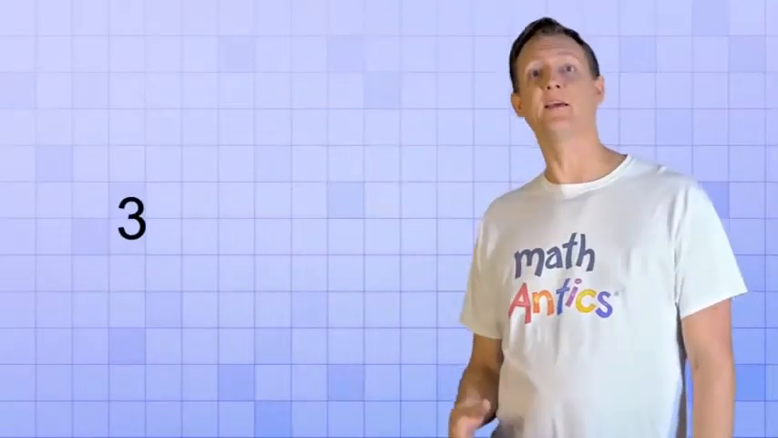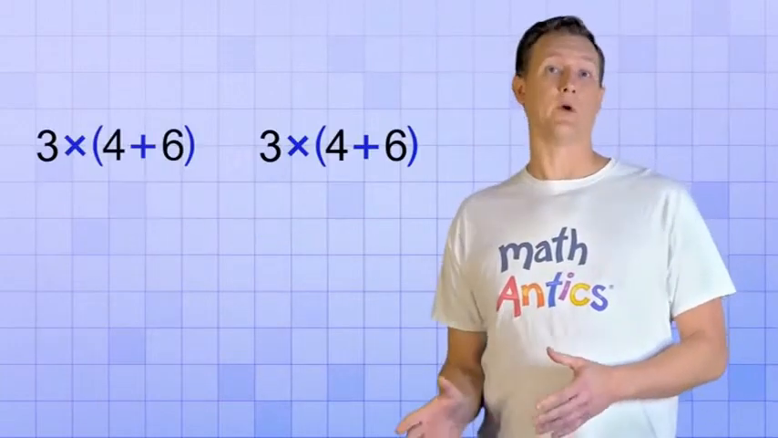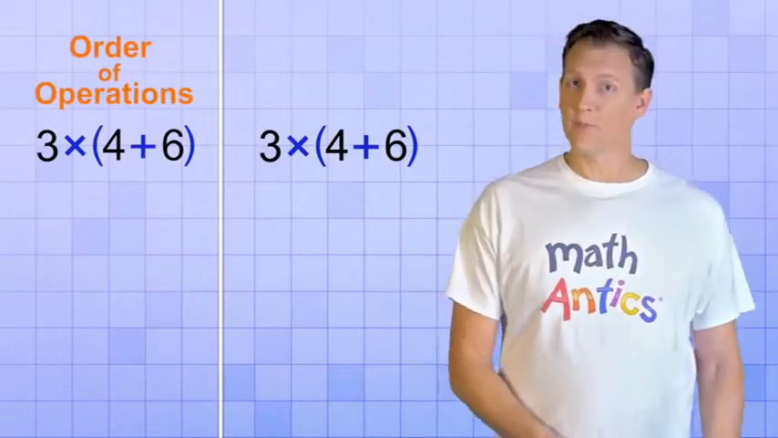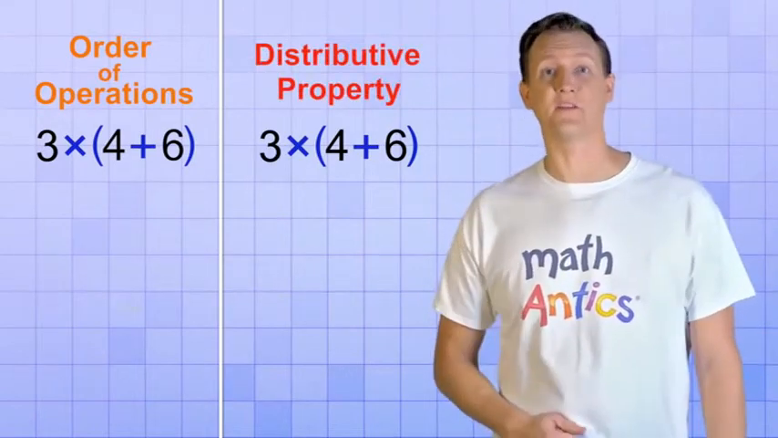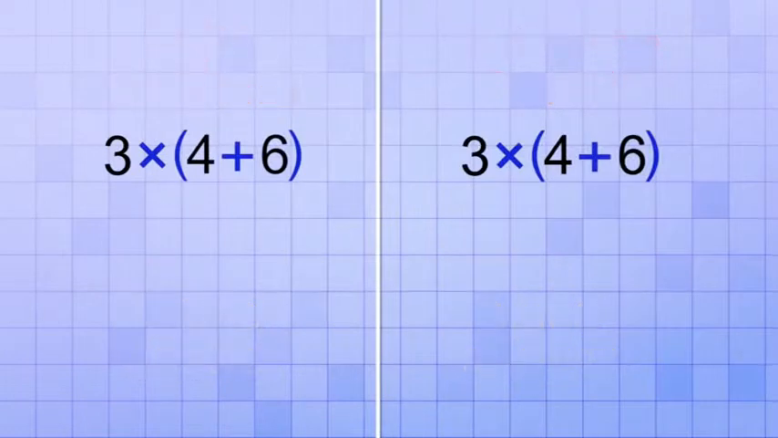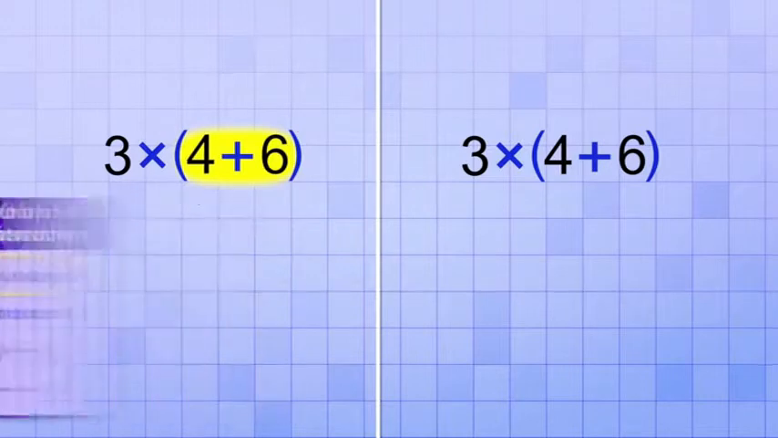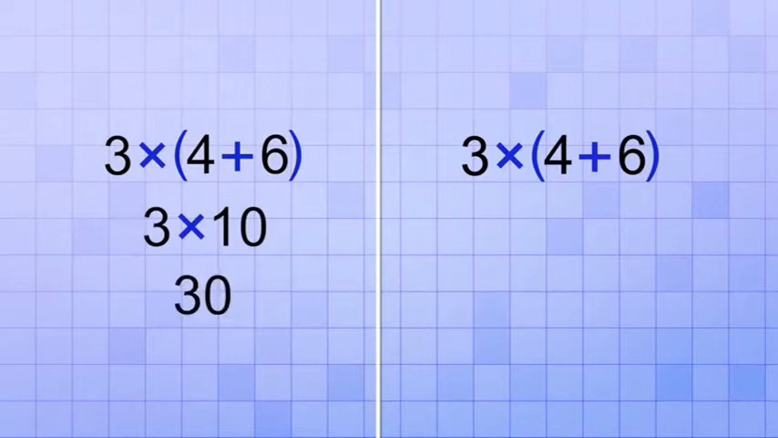To see what I mean, have a look at this simple arithmetic expression, 3 times the group 4 plus 6. We're going to simplify this expression in two different ways. The first way will just use the basic order of operations rules that you already know. But the second way will use the distributive property. And if we do the arithmetic right, both ways will give us the same answer. So for the first way, our order of operations rules tell us that we need to do any operations inside of groups first. And since these parentheses form a group, we first need to add the 4 and 6, which gives us 10. Next, we can multiply that by 3, which gives us a final answer of 30.